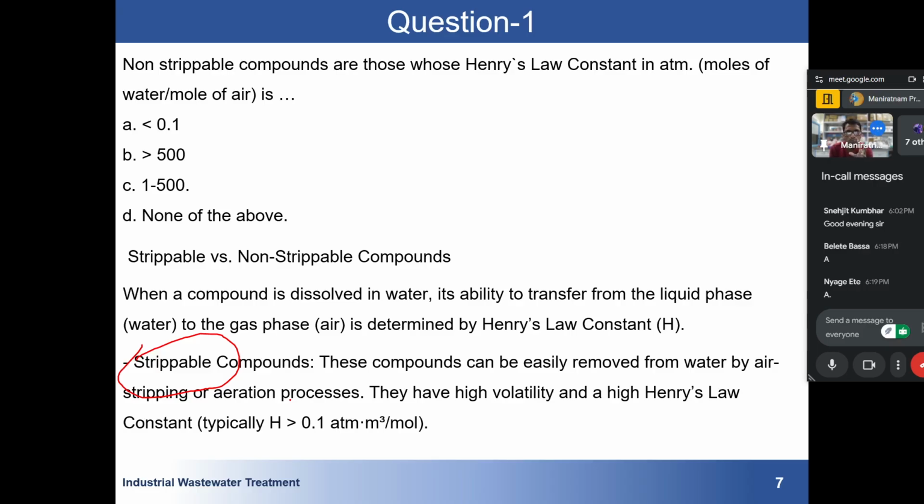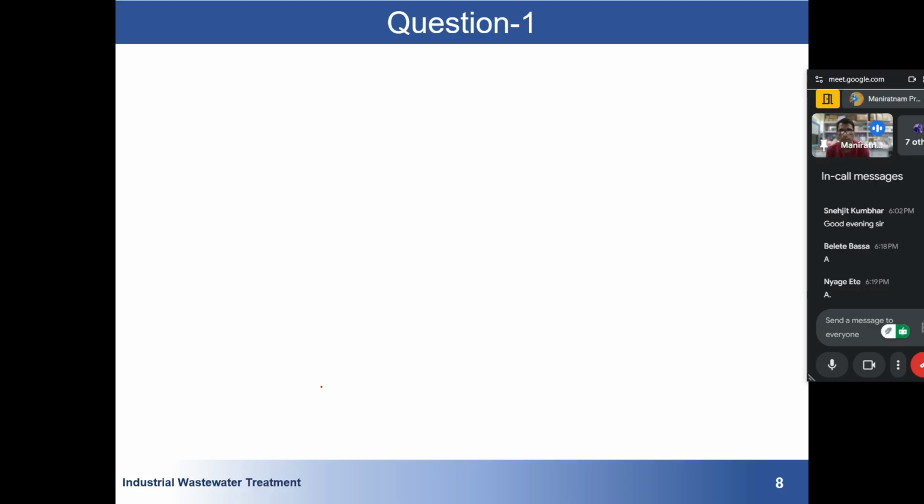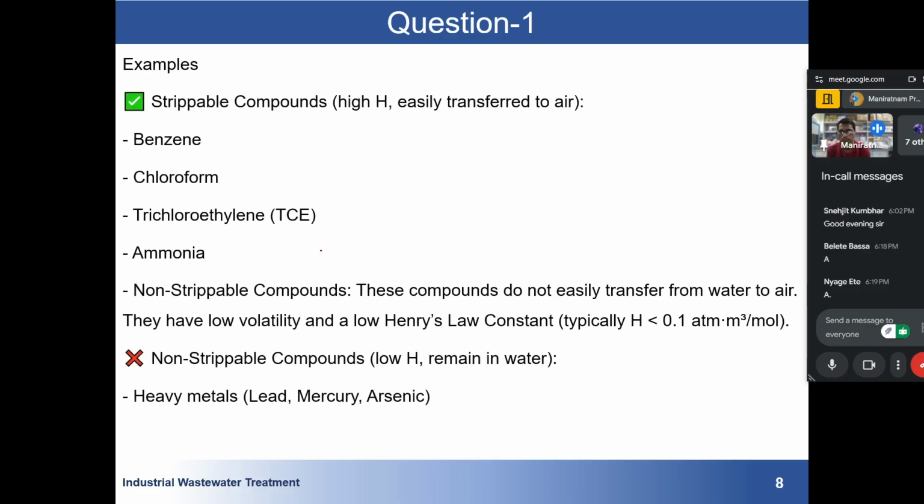Because those are not very attached to the water and all these things. Or they are not so much in dissolved form. The high volatility and a high Henry constant, typically greater than 0.1 atmosphere meter squared per meter cubed per mole. So yes, your answer is correct, that for non-strippable it will be less than 0.1, but you should remember the definition. Strippable compounds are benzene, chloroform.